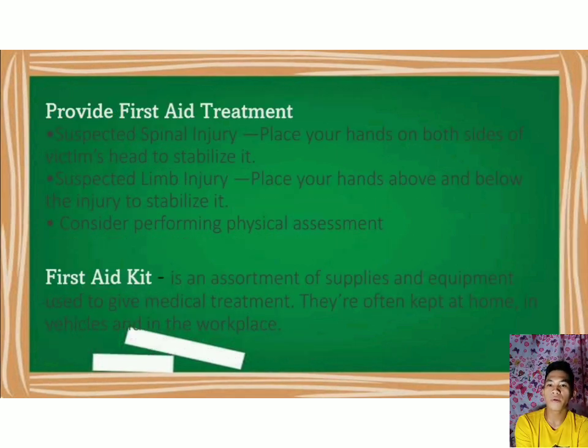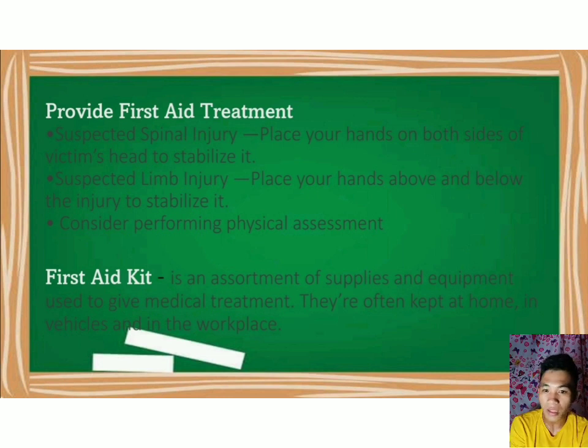Proceed ta. Provide first aid treatment. Suspected spinal injury, place your hands on both sides of victim's head and stabilize it. Suspected limb injury, place your hands above and below the injury to stabilize it. Consider performing physical assessment. So mao na yung mga dapat atong buhaton kung mag-suspect tag spinal injury or limb injury.